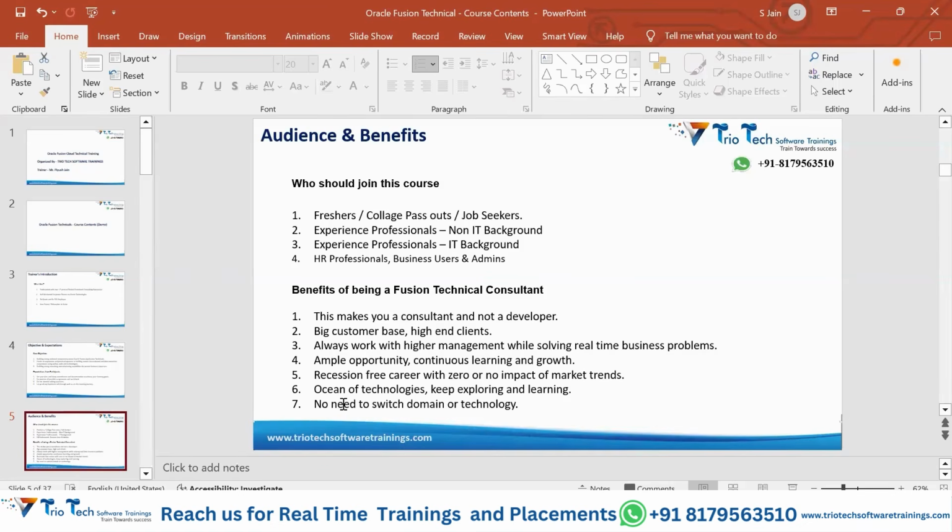Talking about the Fusion technical course, this is an ocean of technology. It is not that we are learning one technology like Java. It is multiple tools, multiple technologies, and multiple approaches for the same problem statement. We might have multiple different approaches, and we can evaluate which approach could be the best fit for our client. Accordingly, our job is to provide the most cost effective, most efficient, most accurate, and most reliable solutions to our customer.